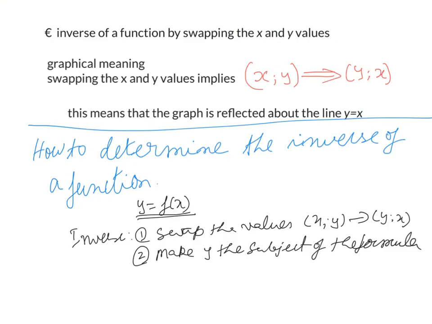Now we have seen the inverse of a function is swapping the values of x and y. That means x, y will become y, x. It means the graph is a reflection about the line y is equal to x. The reflection about y is equal to x is the same as the inverse of a function. How do we determine the inverse of a function? First we write y is equal to f of x. Then the step is to swap the values of x and y, and then make y the subject of the formula.